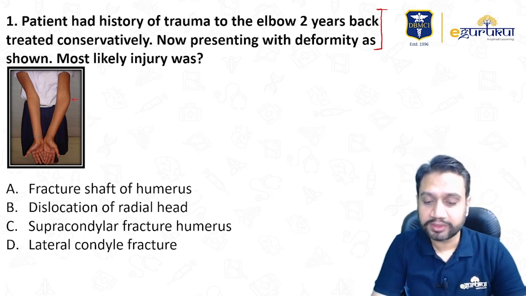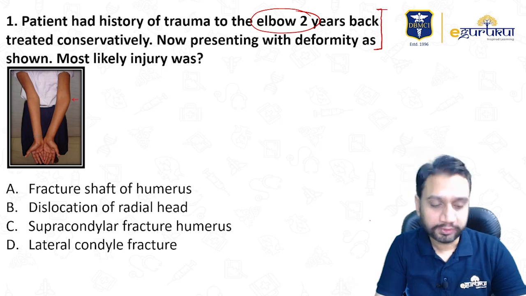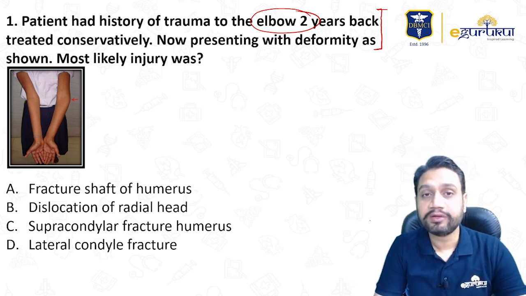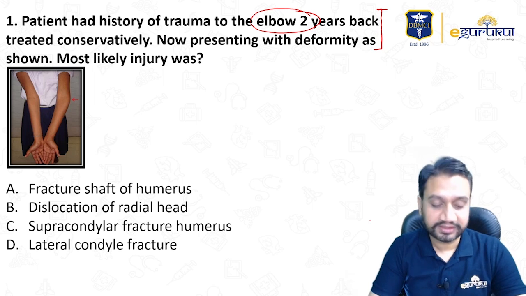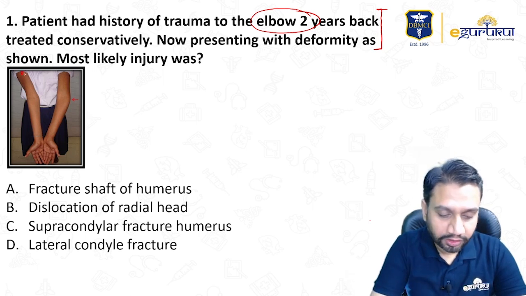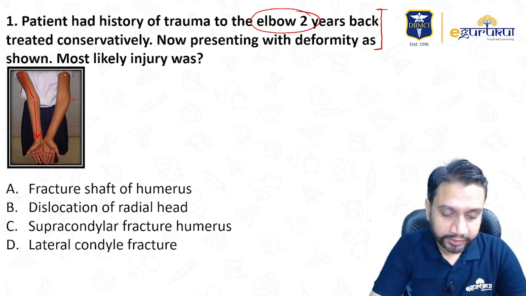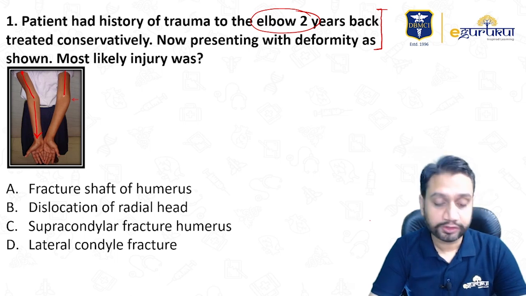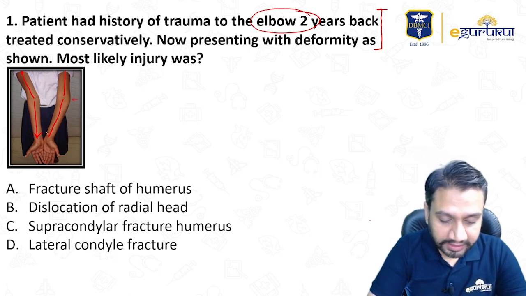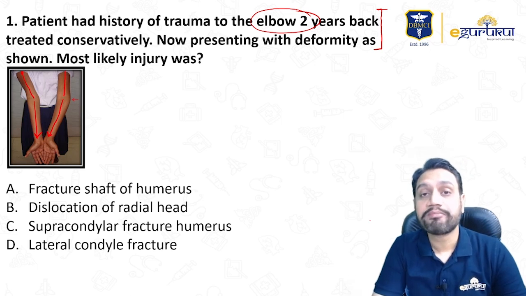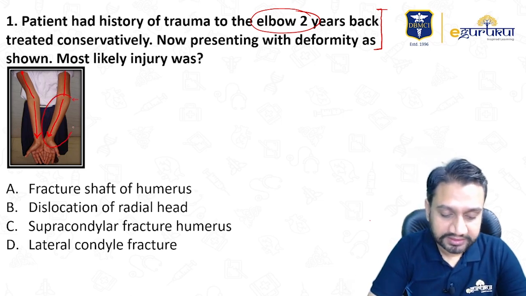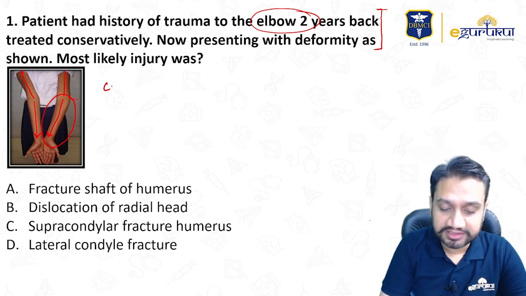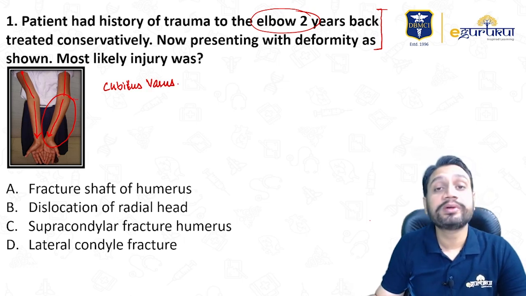This patient had trauma to the elbow some 2 years back, treated conservatively, now presenting with this complaint shown in the image. What do you observe? The long axis of the arm and forearm is slightly in valgus, which is normal. But on the left side, the part of the limb distal to the joint is going medially. What kind of deformity do we suspect here? It's what we call the cubitus varus deformity, because the part of the limb distal to the joint is going medially.